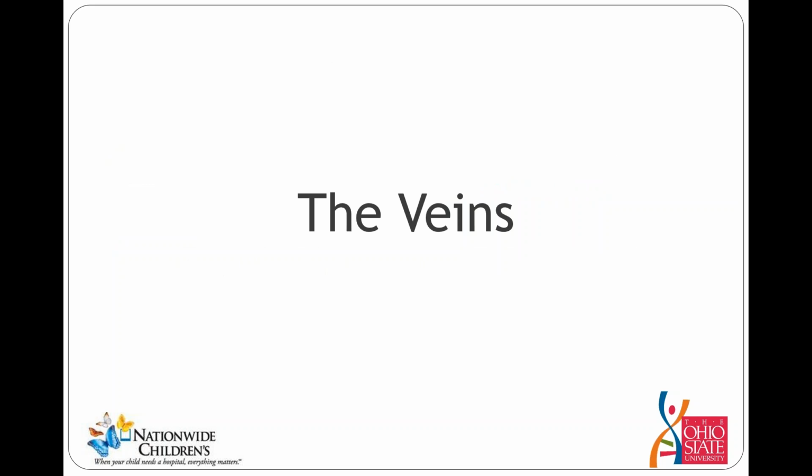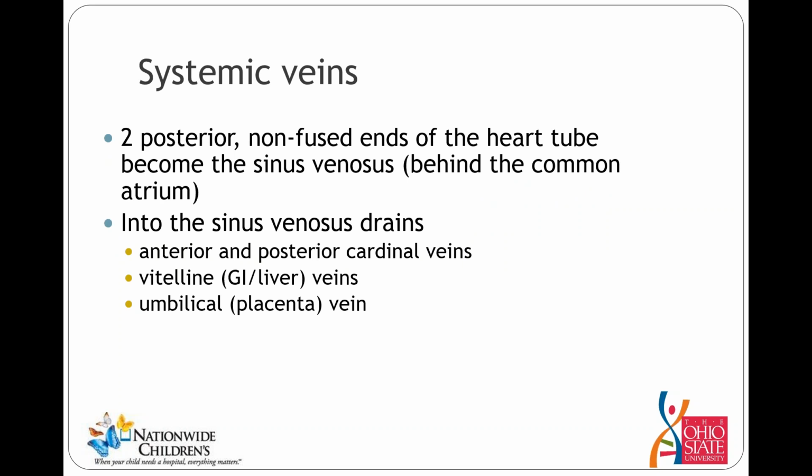So the veins, I think that the veins are super complex. I kind of fly through this pretty quickly. Well, the whole talk goes pretty quickly, but systemic veins are complex. And it's hard in three-dimensional space to picture all of them. They really start out as two veins. They're two posterior non-fused ends of the heart tube that become the sinus venosus, and they sit behind the common atria. Into the sinus venosus, so into those atria, drain three sets of paired veins: the anterior and posterior cardinal veins, the vitelline veins, and the umbilical veins.